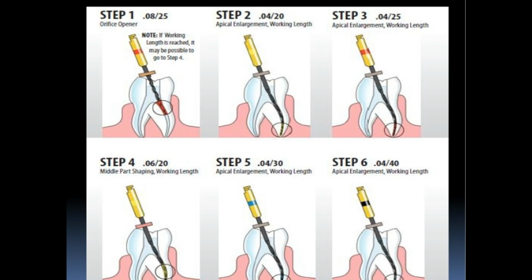We have steps over here that will be covered under the following headings, that is step 1. We start with the 8 by 25 file, then use the 04 by 20 file for apical enlargement to the working length, and then insert a 4 by 25 file for apical enlargement to the working length. Then use the 6 by 20 file to shape the middle part of the root canal, then take the 4 by 30 file to working length to enlarge the apical part of the canal, then finish the treatment with the 4 by 40 file to working length.